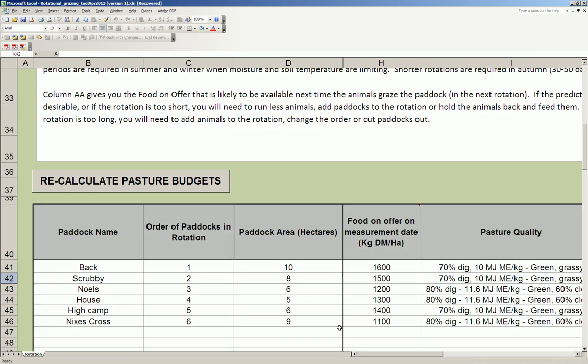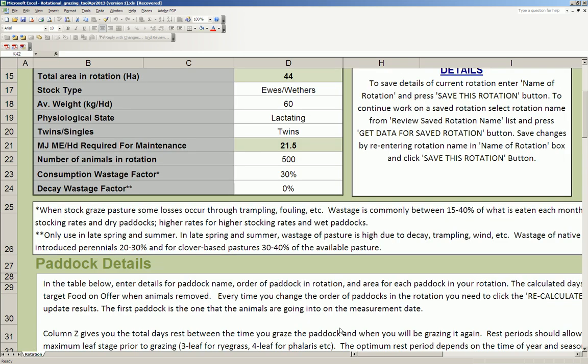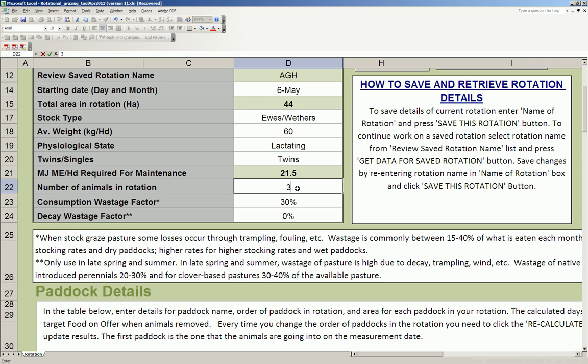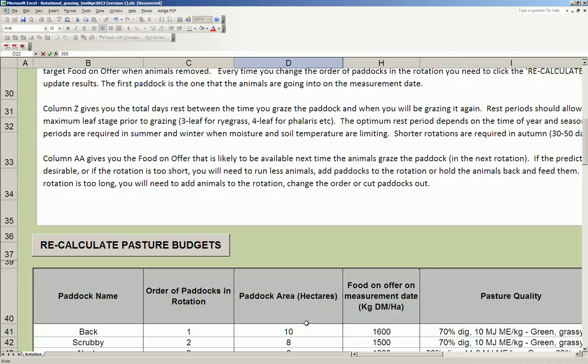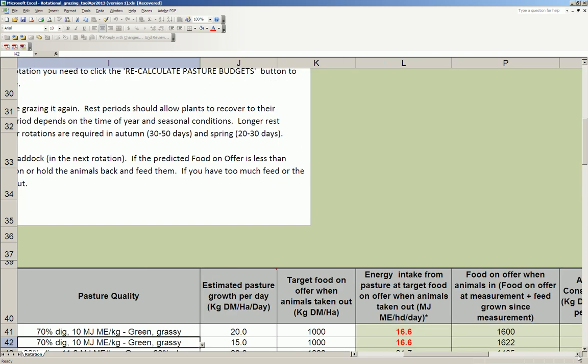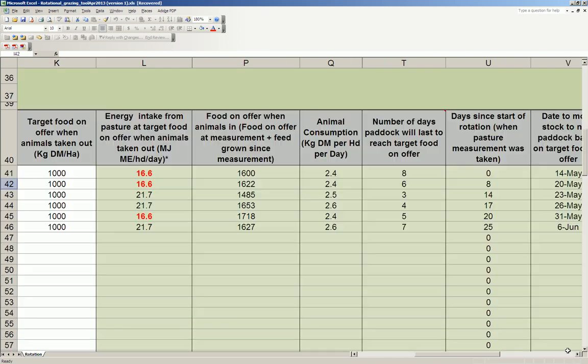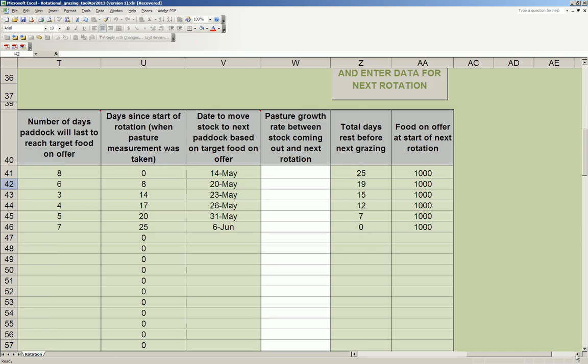So I'm just going to go back here and take some animals out of this paddock. I'm just going to say that we're actually grazing 300. All right, so how does my rotation look now? Okay, well I'm a little bit happier. It's 25 days now, and I've had a bit of a break, so my pastures I'm confident will recover.